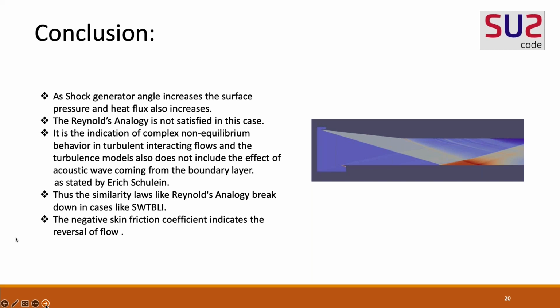We have seen in the 14 degree and 10 degree cases that the skin friction coefficient and the Stanton number don't agree with the Reynolds analogy, leading to complex non-equilibrium behavior of turbulent interacting fluids. Also, since the turbulence model does not include the effect of acoustic waves coming from the boundary layer, as stated by Eric Schülein in his research paper, this can be the reason for a high peak in the heat flux as seen. Thus, similarity laws like the Reynolds analogy are not applicable in the case of strong interaction cases. The negative skin friction as seen in the graphs is due to the recirculation or reversal of the flows.